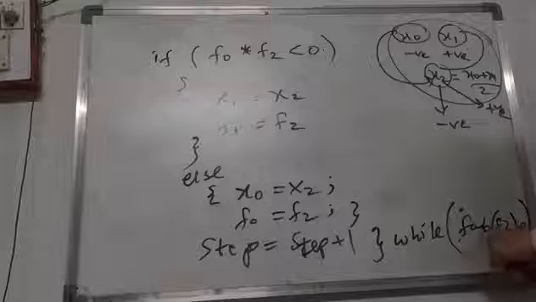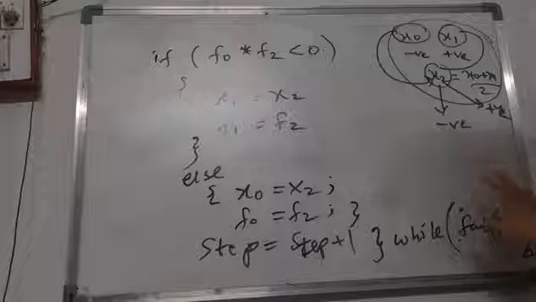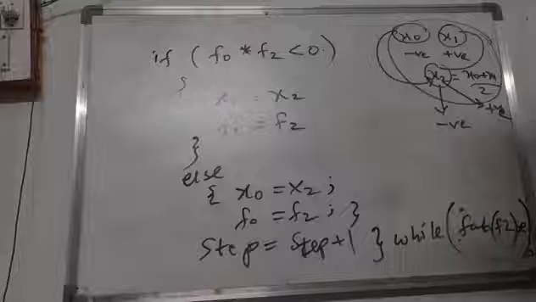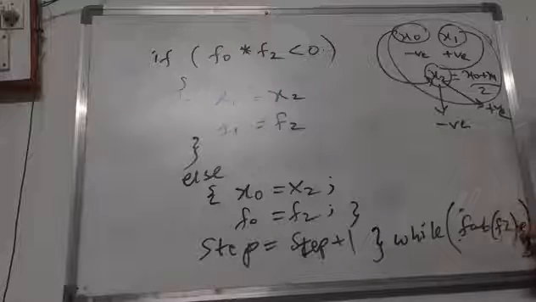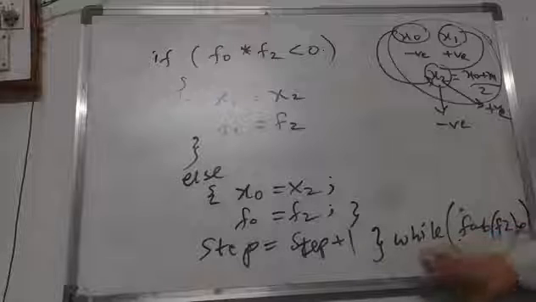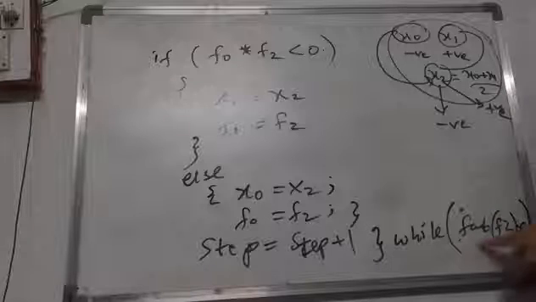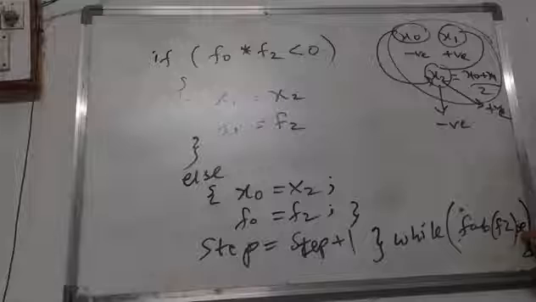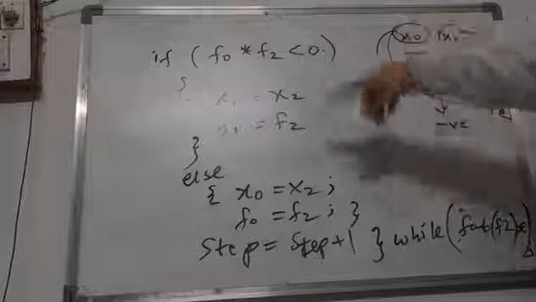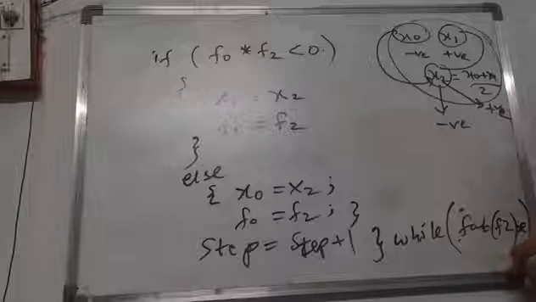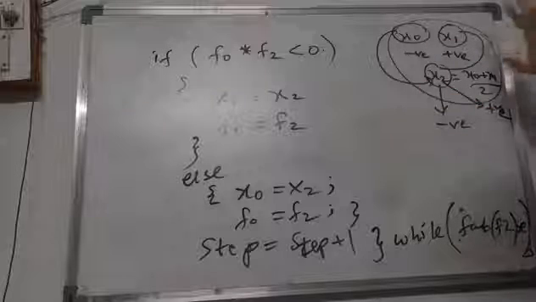If this is greater than the error, then it will start doing the whole thing again and the whole process will be repeated. If it is less than the error, then it will stop. If the while condition fails, the program stops up to here.